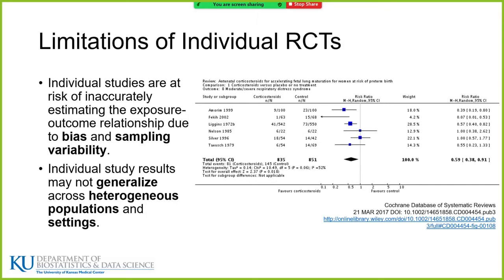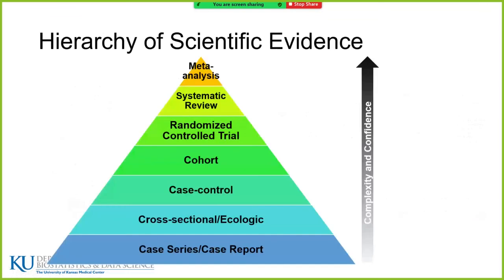Another limitation is that the individual study might have been conducted in a very specific setting or a very specific population, and so it may not generalize across a heterogeneous population or to many settings. So we have to think about that when we assess the evidence from an individual randomized controlled trial. We can be highly confident but still cautious.